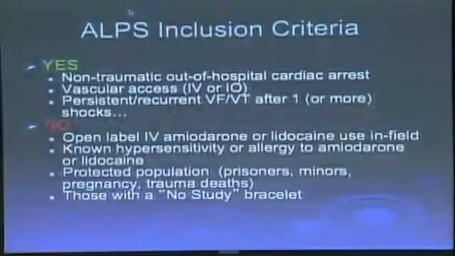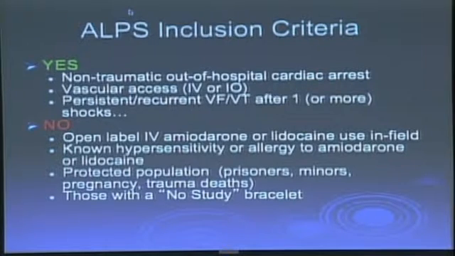So we'll see how it goes. But remember, ALPS: amiodarone, lidocaine, placebo study, non-traumatic out-of-hospital cardiac arrest. You have to have vascular access, persistent recurring VFib or VTAC after one or more shocks, which means, in definition, that you will not give the ALPS kit until you've done 2 shocks. One or more means 2. That's how to interpret that.